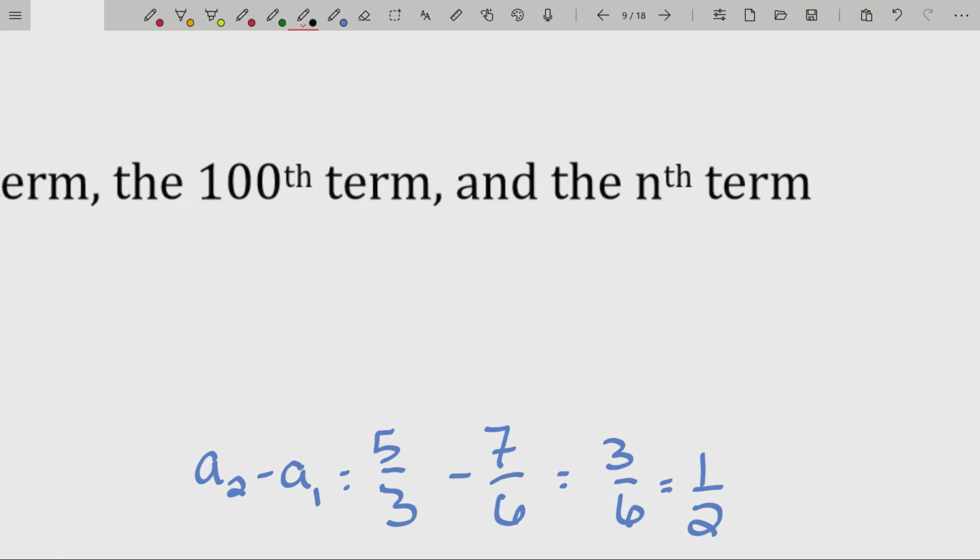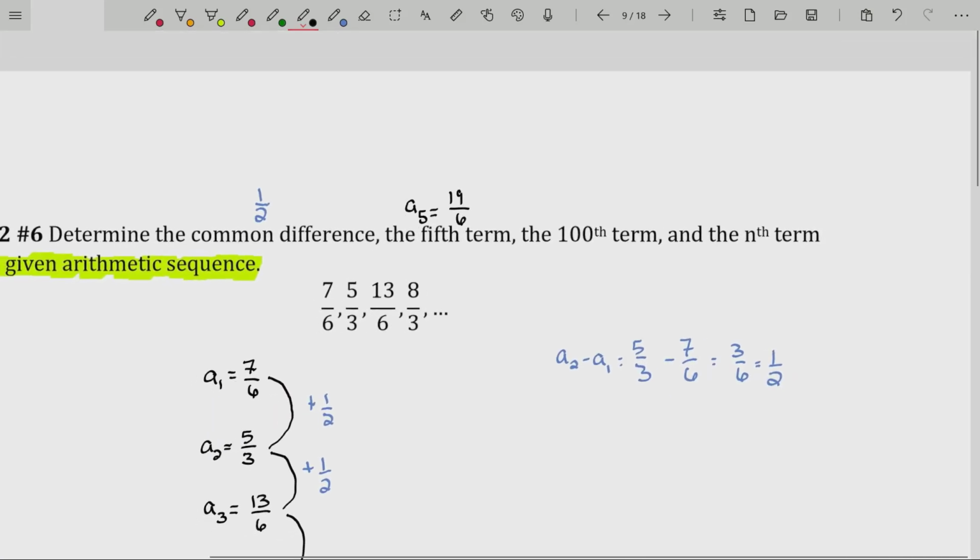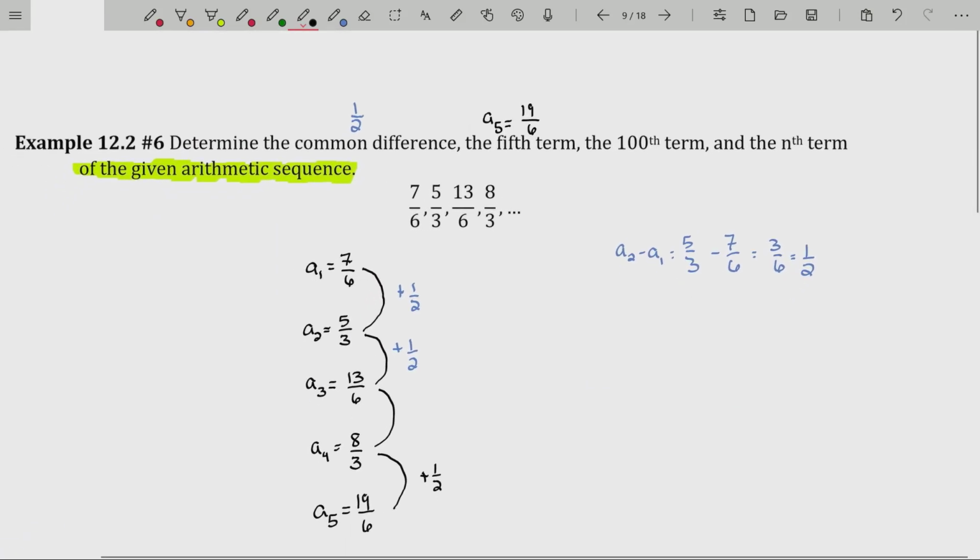Now here's the deal with this. I include this kind of backwards because I want you to know how to read a problem. Often we read parts of a problem, myself included, and I'll just start answering. I'll say, oh, determine the common difference, let me start determining it. And then I say, oh, there's the 5th term, let me do that next. The reality here is I should read the entire problem and figure out what's probably the smartest thing to do first. So determine the common difference, then the 5th term, the 100th term, and the nth term of the given arithmetic sequence. The common difference, actually, should be the first thing I find.